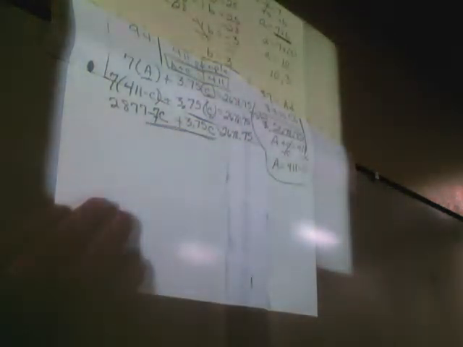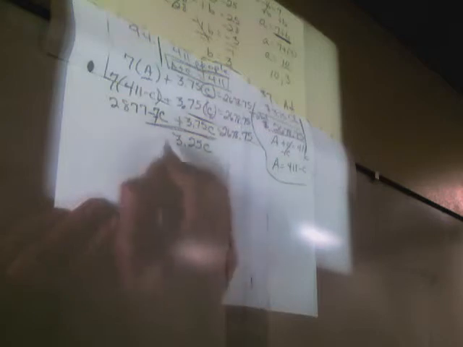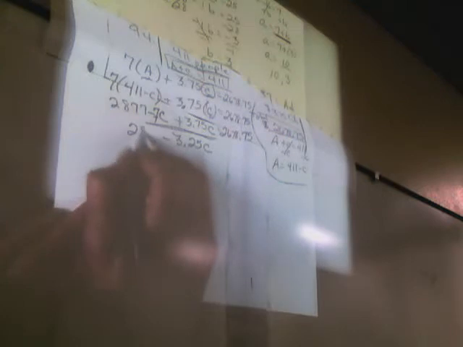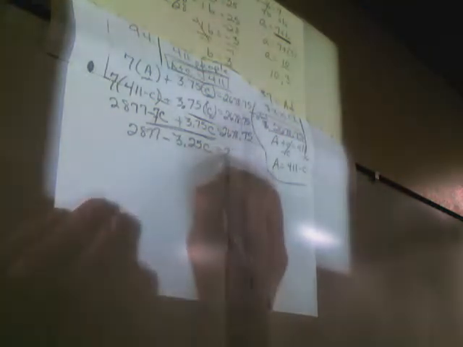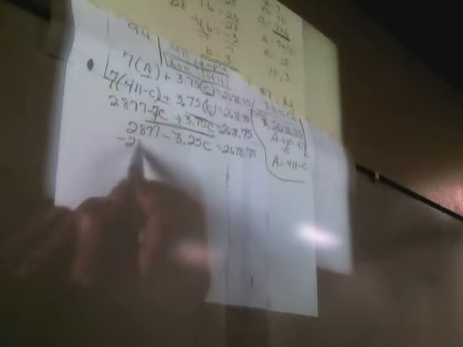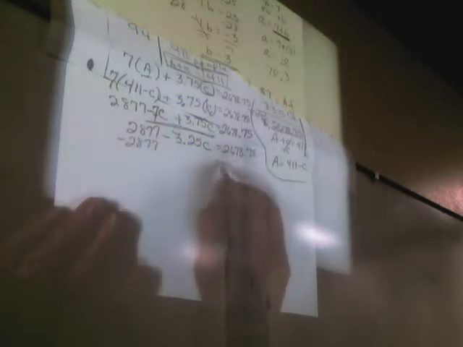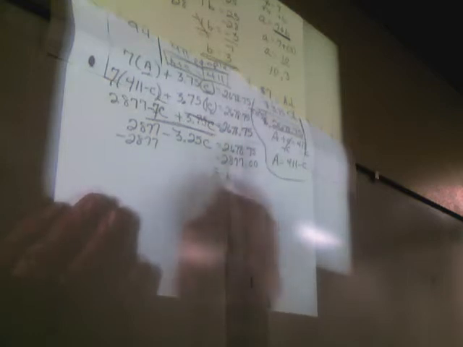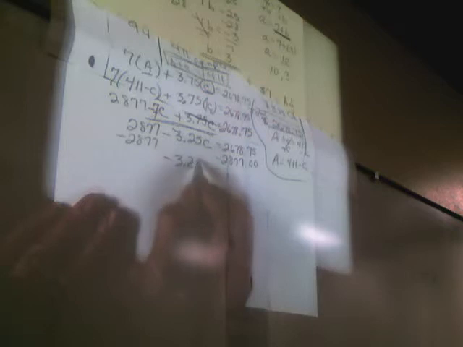Okay, now let's combine the C's. We have a negative 7 and a positive 3.75. That's negative 3.25C. I knew Ray would do that. Is it negative or positive? Negative, okay. 2,877 minus that equals 2,678.75. We brought everything down, so we need to subtract this. So minus 2,877. Minus 2,877 will be negative. That's a good thing, because if we have a negative over here, we want negative over there also.